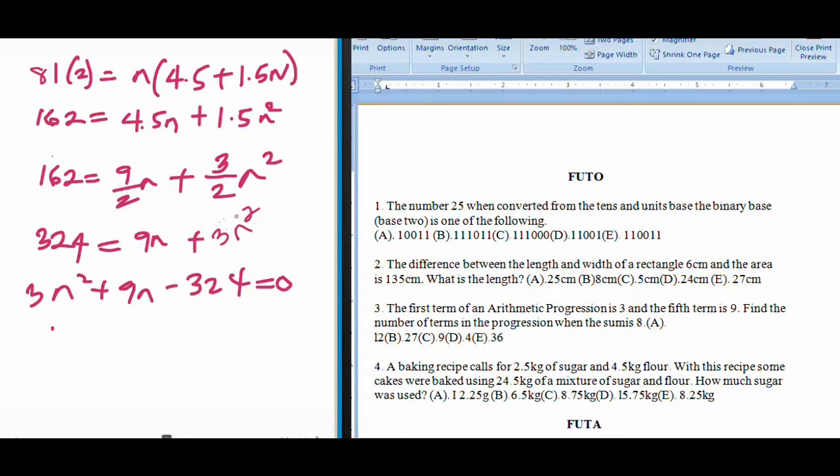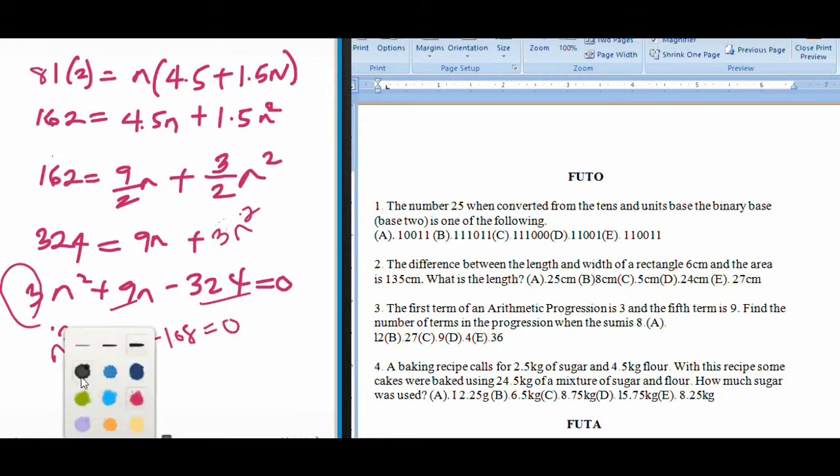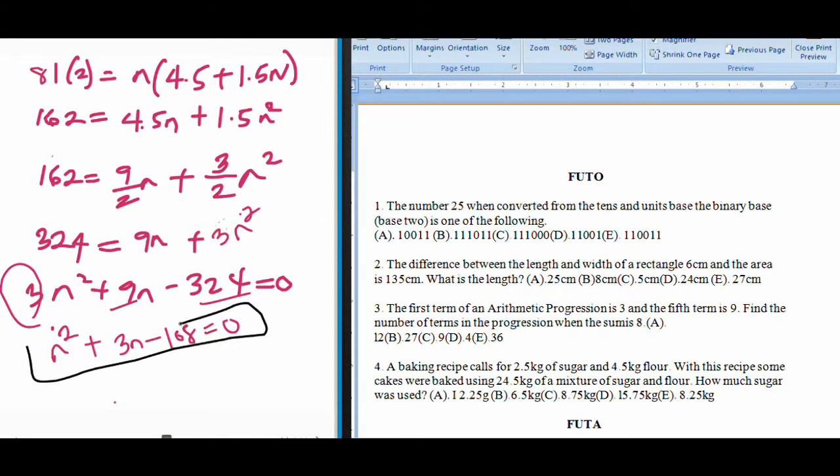Now, rearranging this, we have 3n squared plus 9n minus 324. If you look at it, 3 is common. Now, if we factorize 3 out and divide by 3, we have n squared plus 3n minus 108 equals 0. Then again, we look for how we can solve this problem using a factorization method. Now, the coefficient of n squared is 1, while the constant term is minus 108. Now, we look for the factors of minus 108 that when we add together will give us plus 3.